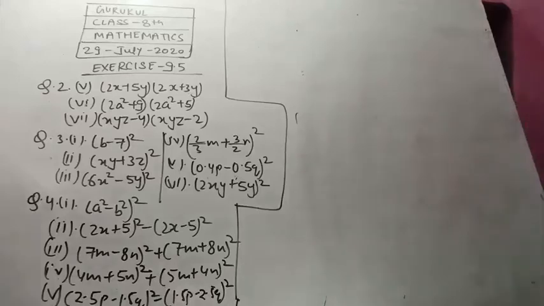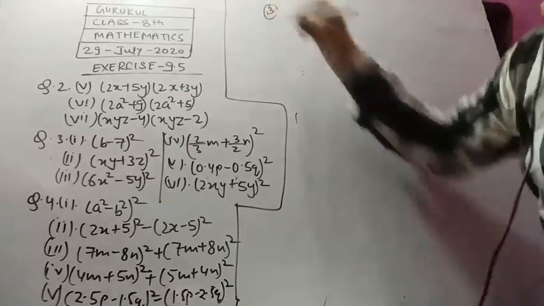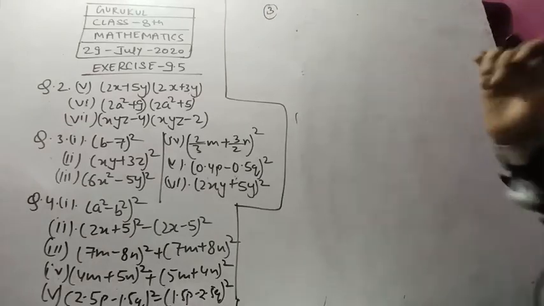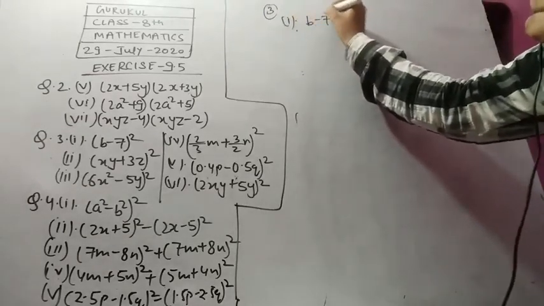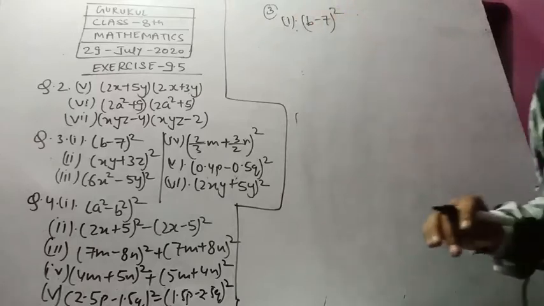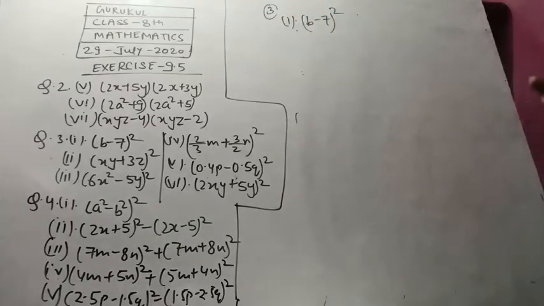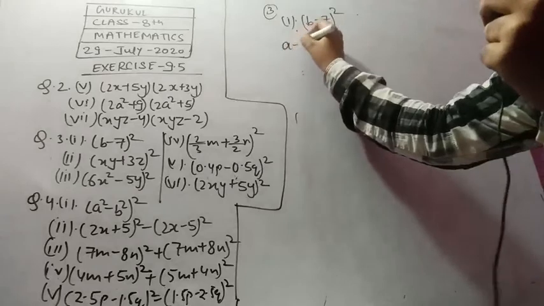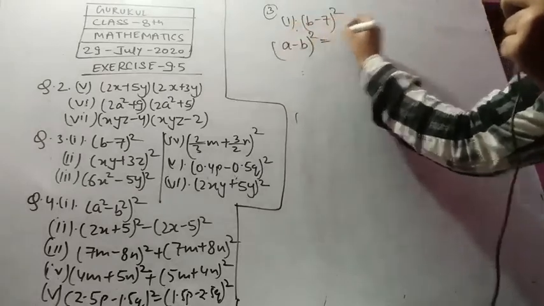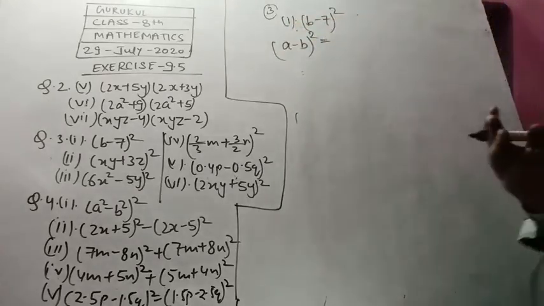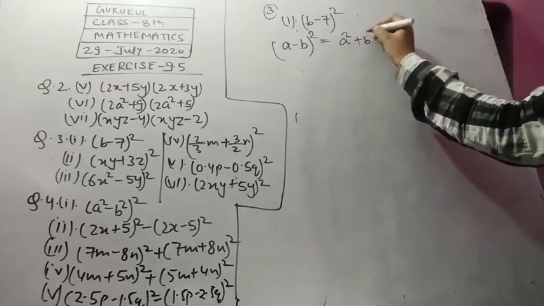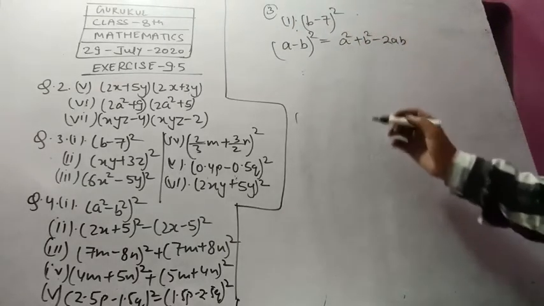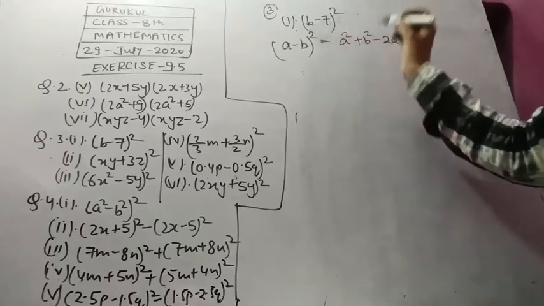Question number 3. In question number 3, the first part is (b − 7)², which we have to simplify. You have to remember one identity, as I have spoken in many lectures before as well: (a − b)² = a² + b² − 2ab. So similarly, (b − 7)².